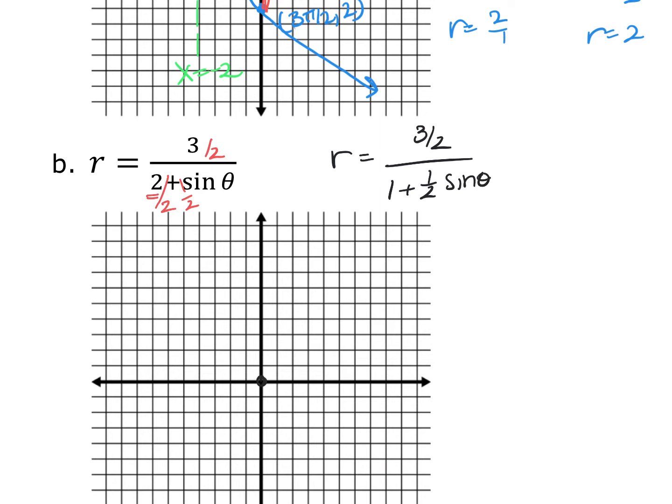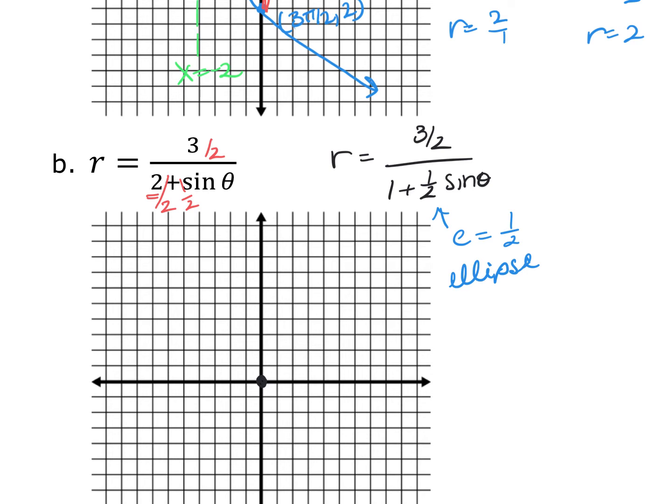Now I happen to know that right here is where my focus is. I also know that this number in front is my e. The coefficient on sine is my e, so e is equal to 1/2. That tells me since e is less than 1, we have an ellipse.